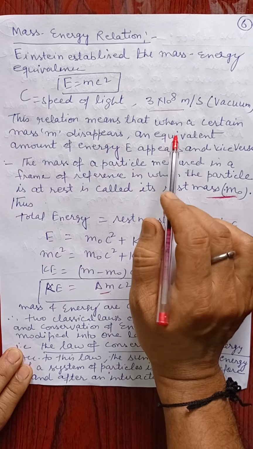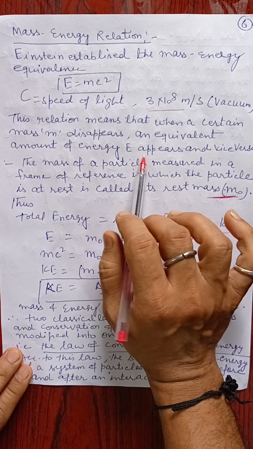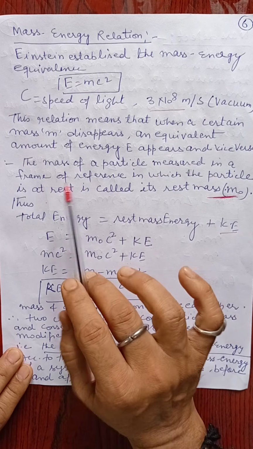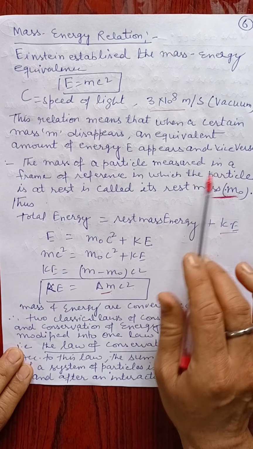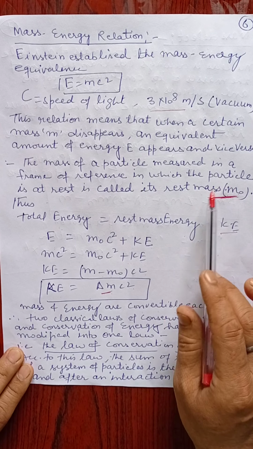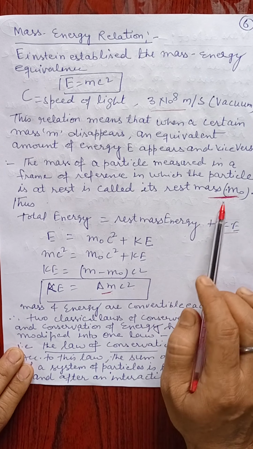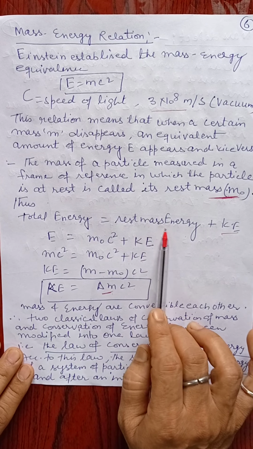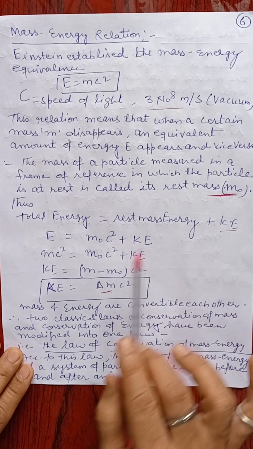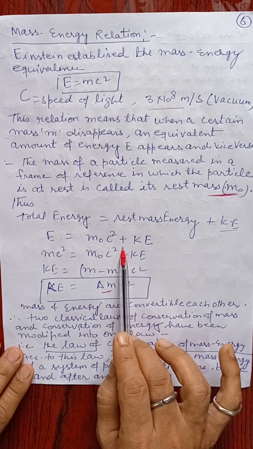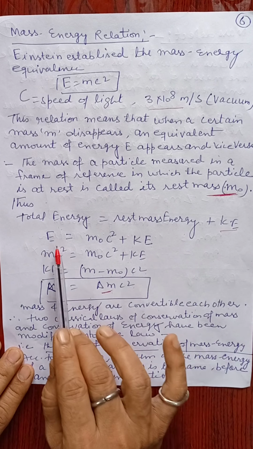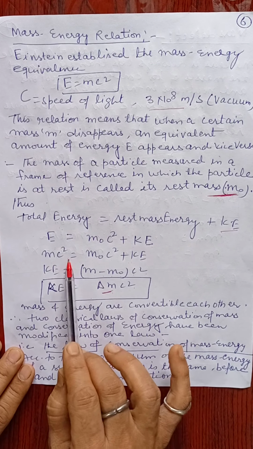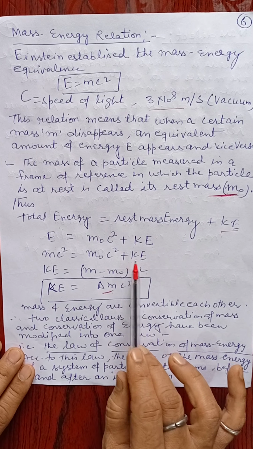This relation means that when a certain mass m disappears, an equivalent amount of energy E appears, and vice versa. The mass of a particle measured in a frame of reference in which the particle is at rest is called its rest mass, that is m naught. So total energy is rest mass energy plus kinetic energy. So E is equal to m naught c squared plus kinetic energy. Putting the values here, E is equal to m c squared.